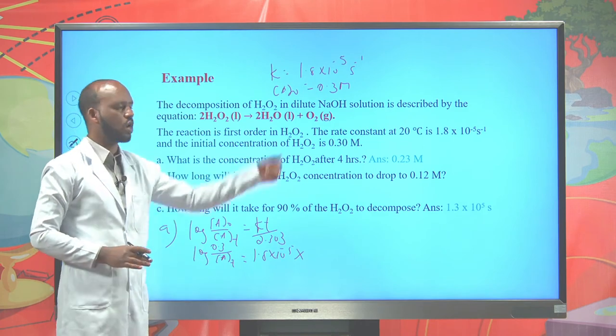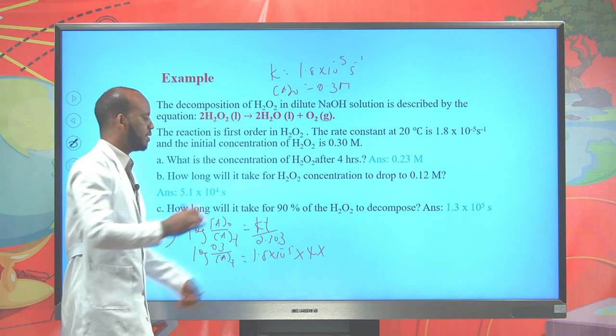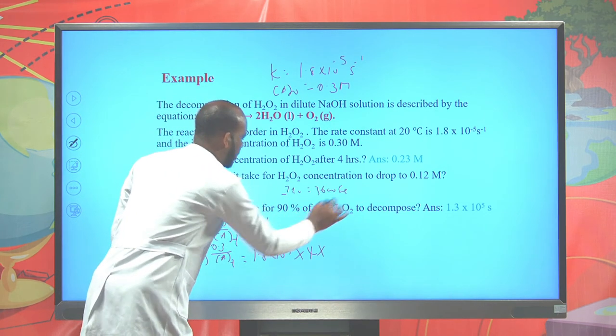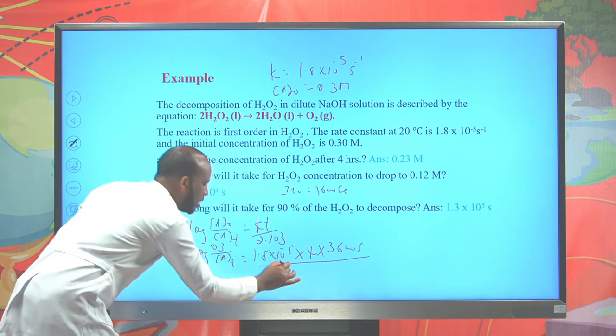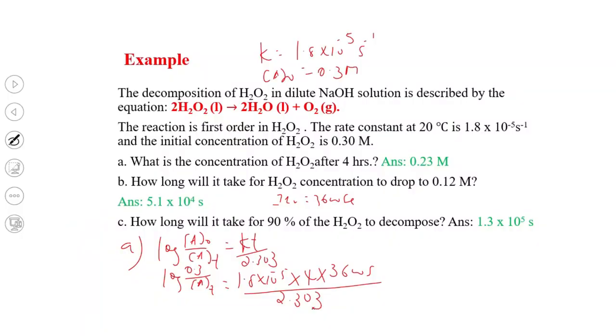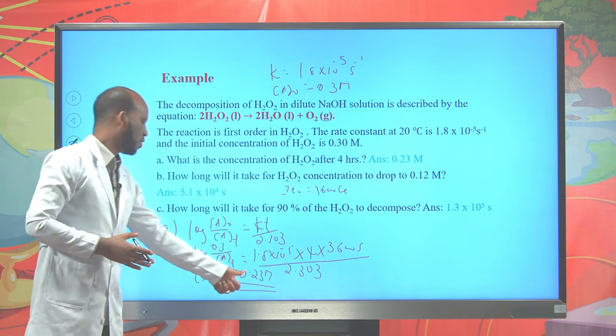time, given time is 4 hours. In seconds, it is 4 times 1 hour. It's the same as 1 hour equal 3,600 seconds. Therefore, 4 times 3,600 seconds divided by 2.303. Solving for concentration of A, concentration of A after 4 hours equal 0.23 molar. This is concentration after 4 hours.